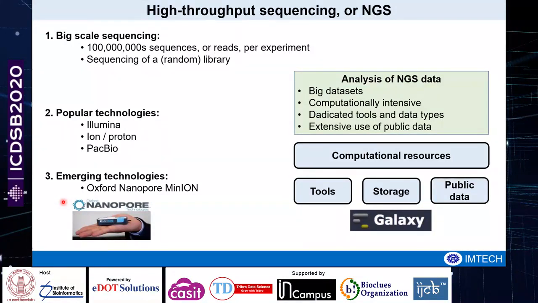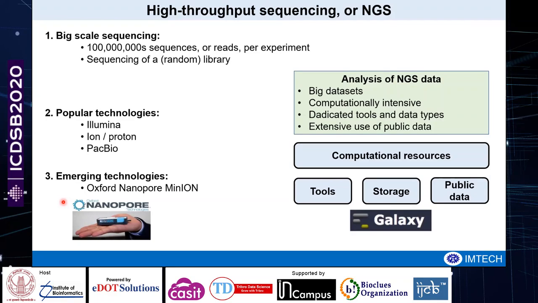As you all are aware, the human genome sequence has profoundly altered our understanding of biology, human diversity and diseases. The path from the first draft sequence to our nascent era of personal genomes and genomic medicine has been made possible only because of the extraordinary advancements in DNA sequencing technologies. When we talk about NGS or high throughput sequencing analysis, we basically talk about big data analytics, which may include around 100 million sequences or reads per experiment, and the sequencing of a random library.